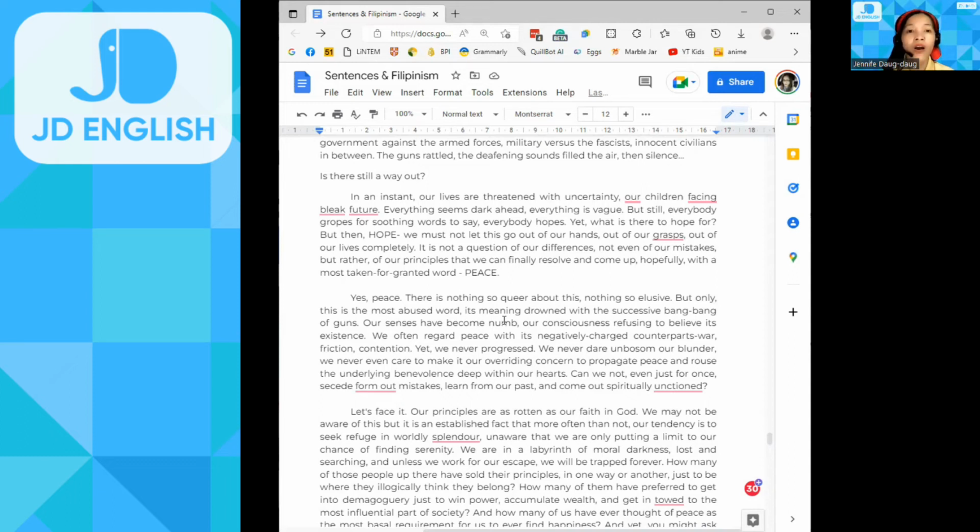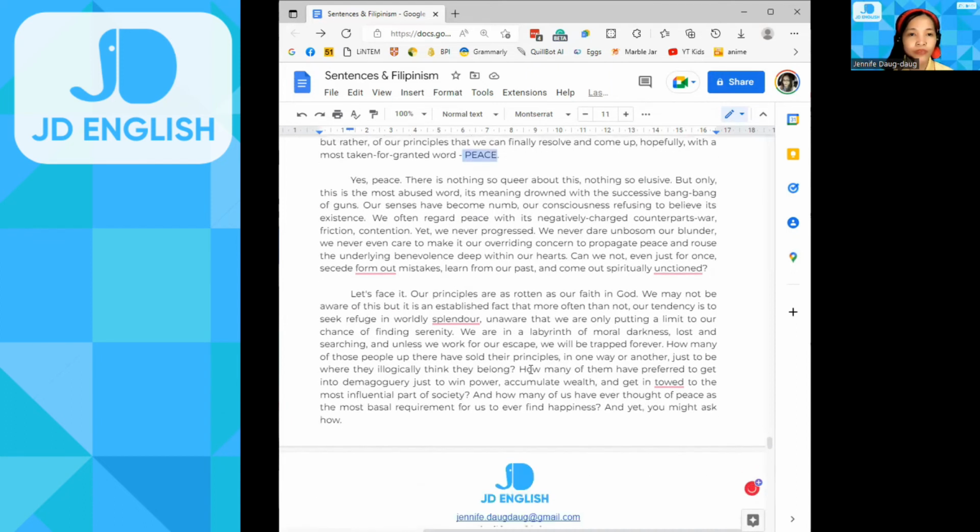But then, hope. We must not let this go out of our hands, out of our grasps, out of our lives completely. It is not a question of our differences, not even of our mistakes, but rather of our principles that we can finally resolve and come up, hopefully, with the most taken for granted word, peace.